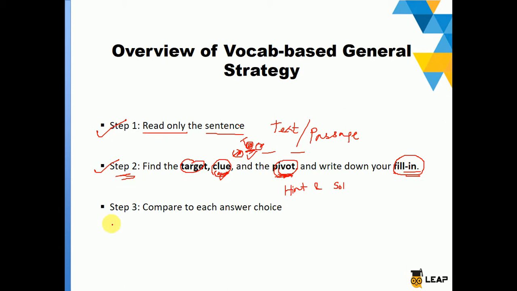Alright. The last step of the general strategy is where you compare your fill-in to each of the answer choices. Simple enough, right? This is where the fill-in that you have predicted is to be compared with all the answer choices that are given. And if you have done a good job with your fill-in, you are likely to find a match. So let's get into the general strategy by actually looking at a sample problem.